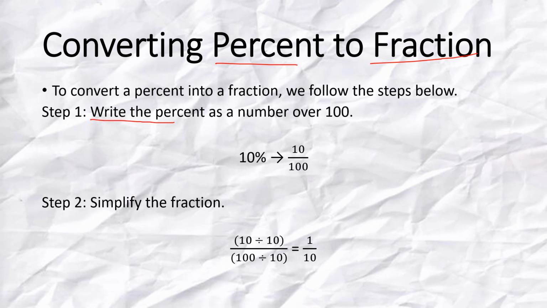Step 1, write the percent as a number over 100. In this example, we have 10%, so we will just write it as a fraction with the denominator that is 100. So it will become 10 over 100. For step 2, simplify the fraction. In this case, 10 over 100 has a greatest common factor of 10. So 10 divided by 10 is 1. 100 divided by 10 is 10. Therefore, the fraction form of 10% in lowest terms is 1 over 10.